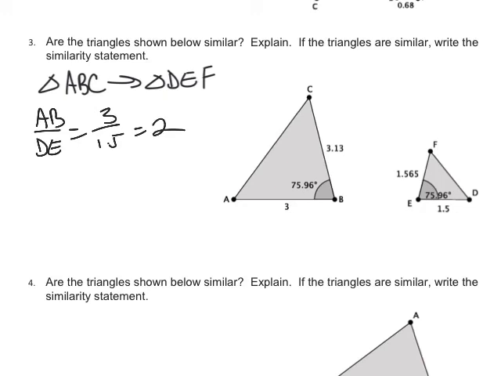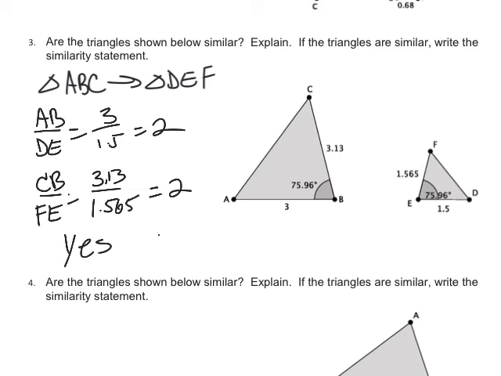So now we need to take CB over FE, and that's 3.13 over 1.565, and that also comes up to 2. So this is a yes by side angle side similarity. Two sides and the included angle. The sides are in proportion and the angles are congruent.